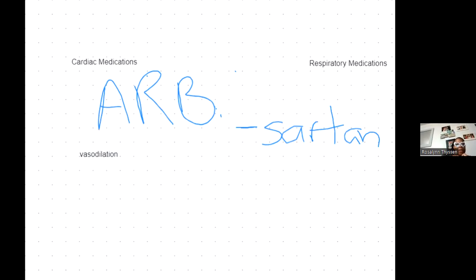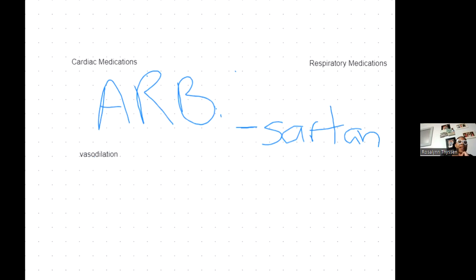Questions about ARBs? For the ARBs, they say that the adverse reaction is liver toxicity. Is that because it has to go through the liver to activate? It does have to be metabolized by the liver. Yes.